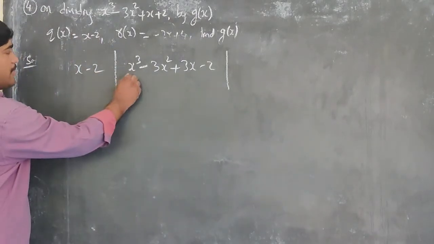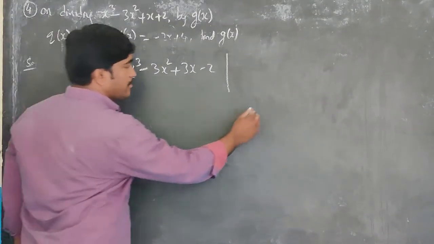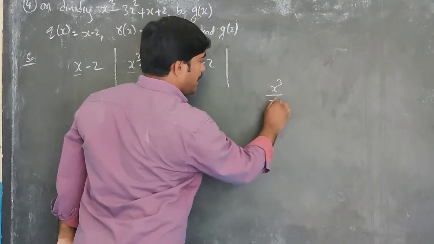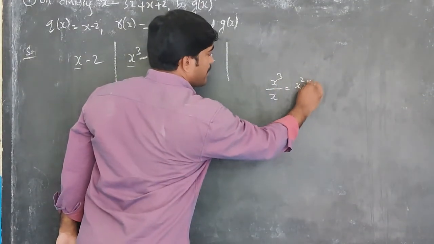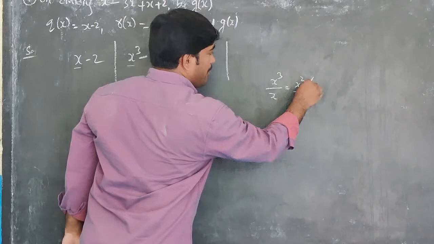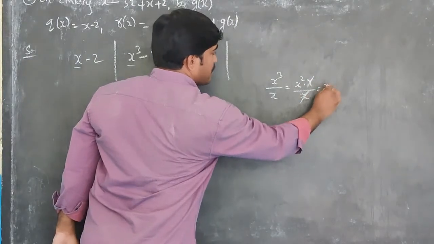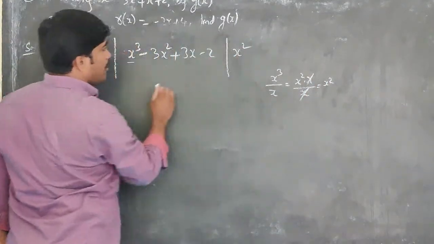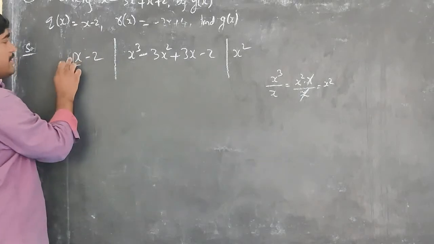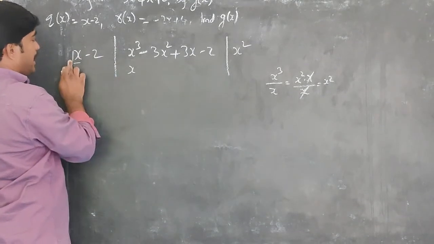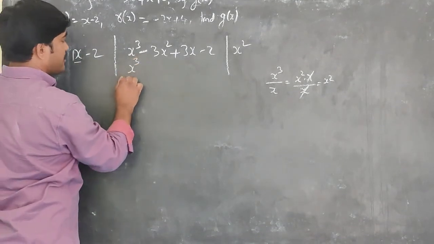Now what is the first term here? x cube and x. So similarly I will go for x cube by x, nothing but x into x square by x. x cancels. So I can multiply here x square. Now what is x square? Now here nothing is there. 1 into x square, x, and x into x square is x cube.